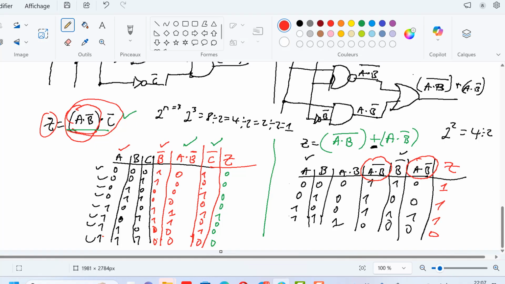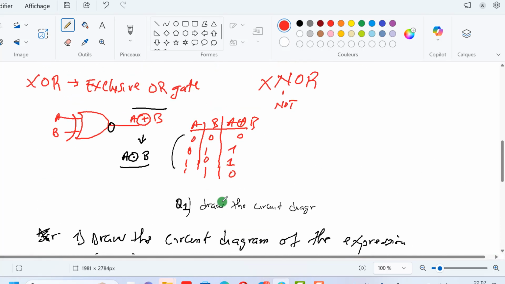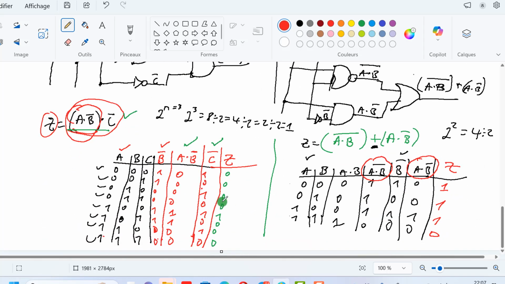So if someone has a question to propose under this, we can solve it. If there's no question, then fine. This is all about logic gates. Next you need to solve more questions.